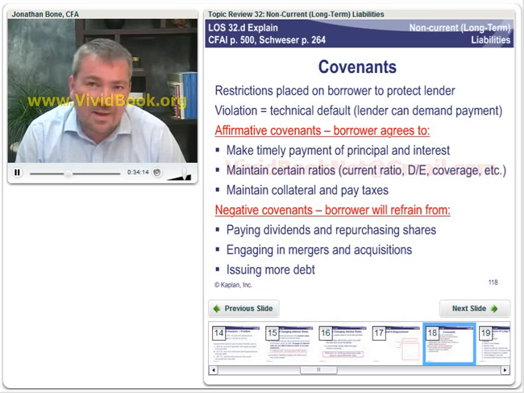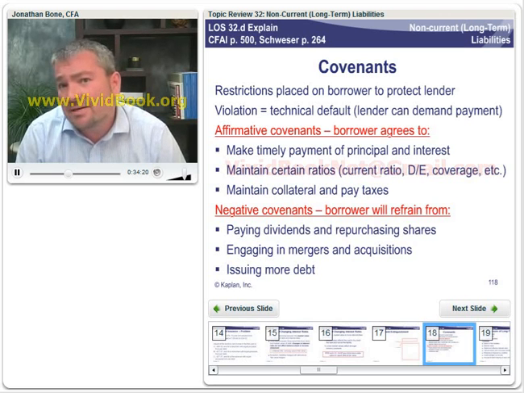And often what that means is the lender, i.e. the investor, can demand full payment, or at least be able to renegotiate the terms of the bond and normally ask for a higher rate. So we talk about both affirmative covenants and negative covenants. With affirmative covenants, the borrower is agreeing to do something, and with negative covenants, the borrower is agreeing not to do something.